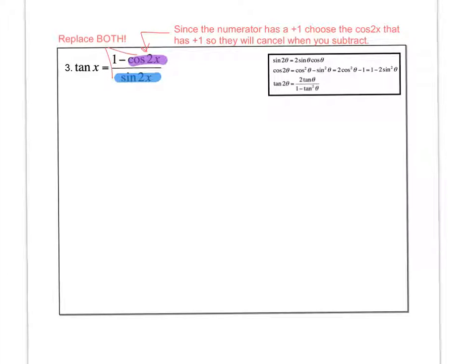So I just added a note on there that since the numerator has a positive 1 in it, and we're subtracting, we want to also pick the cosine 2x that will have a positive 1 in it, because our goal is to get them to cancel out. So that's the one I want to replace that with. So I'm going to have 1 minus, that has to stay, and then for the cosine 2x, I'm picking the one that says 1 minus 2 sine squared x, because that has a positive 1 in it. What you do want to make sure to do, since you're plugging a whole group in, is use parentheses.